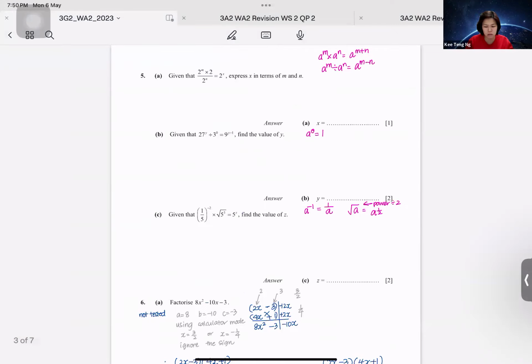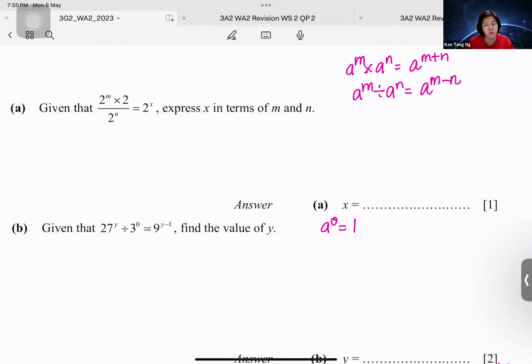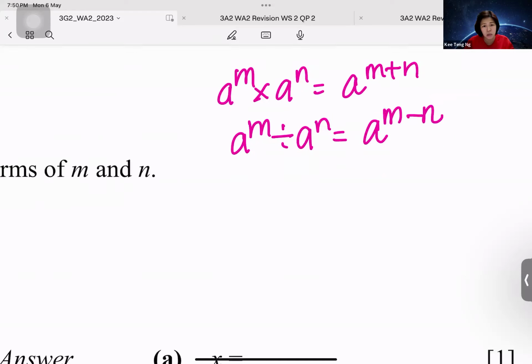Okay, next one on indices. This one you must know how to do the basics. We try the minimum questions that we need to practice. Let's recall some important formulas first. When we have multiplication, what happens to the power?